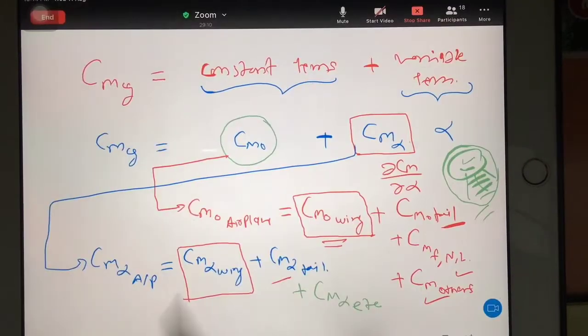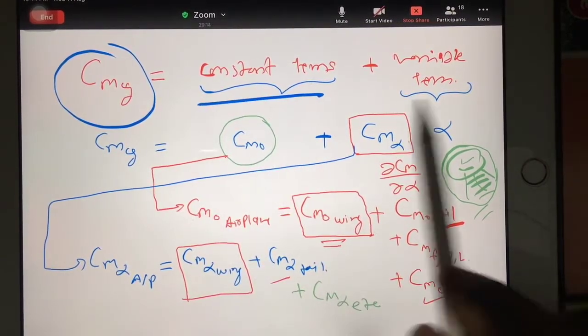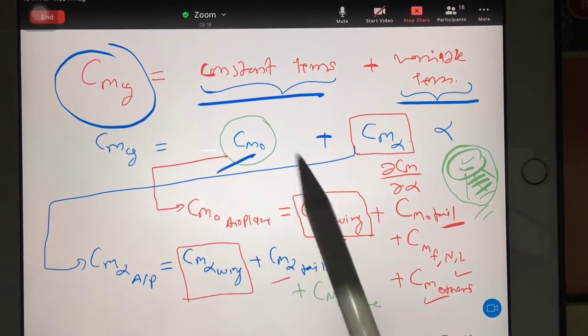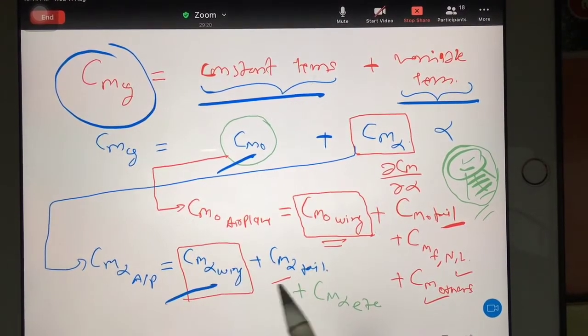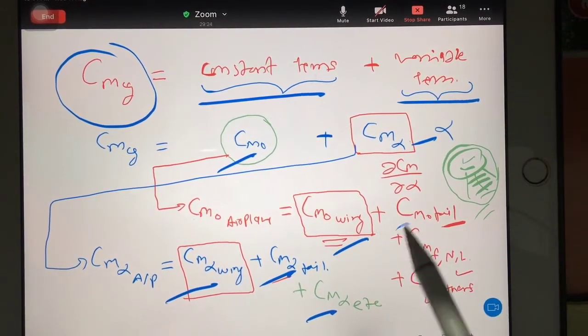So whenever we are writing Cm CG, it should contain a constant term and a variable term, right? Means a constant term for wing, for tail, for everything. Then a variable term also for everything.